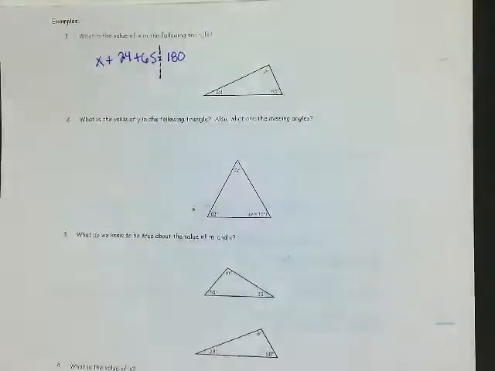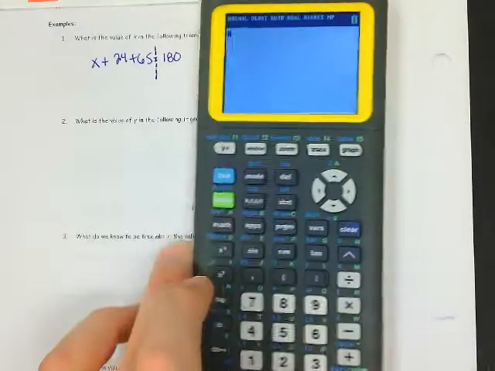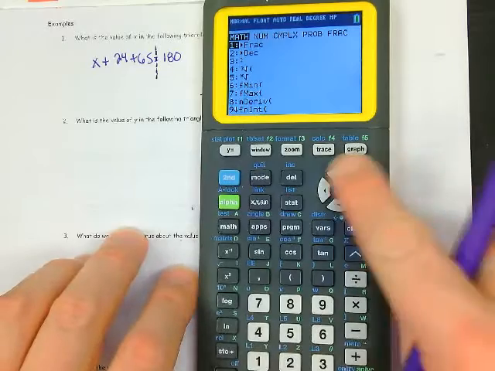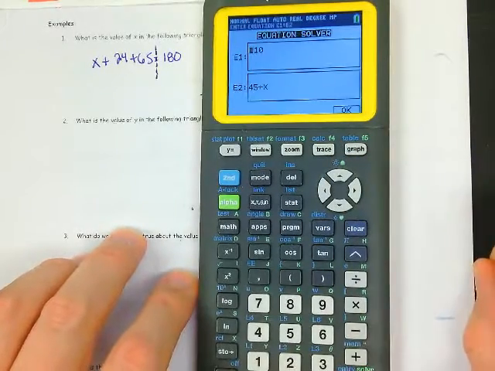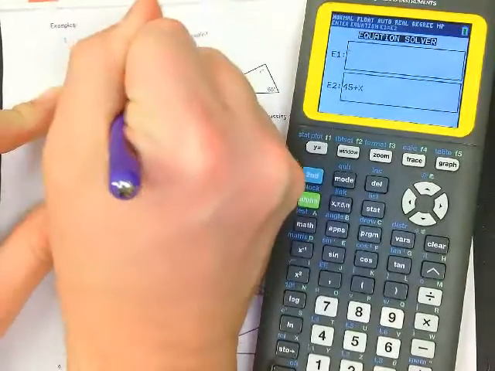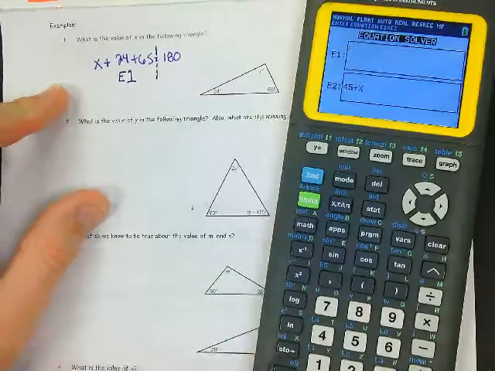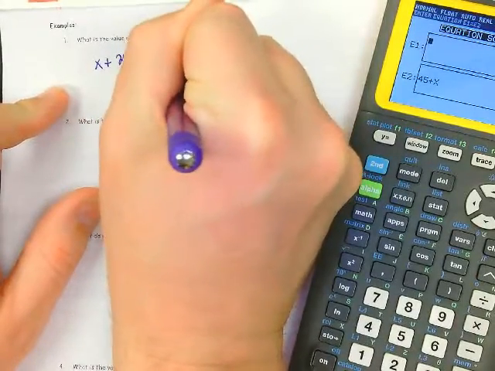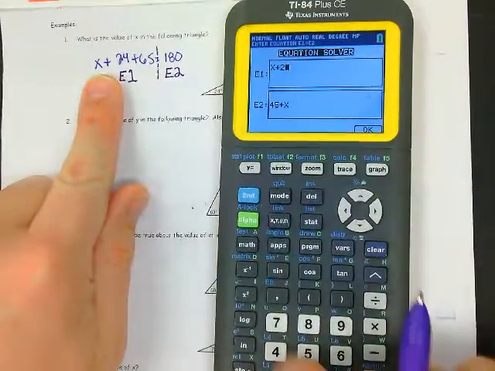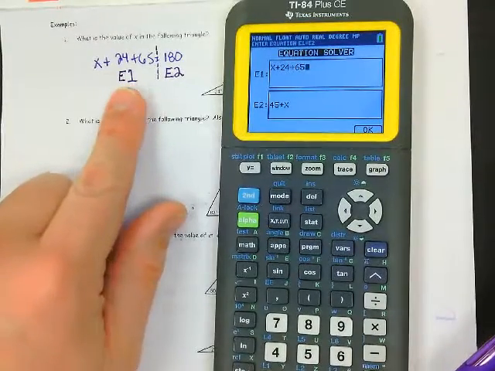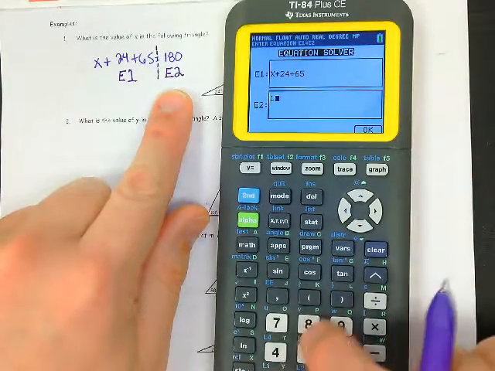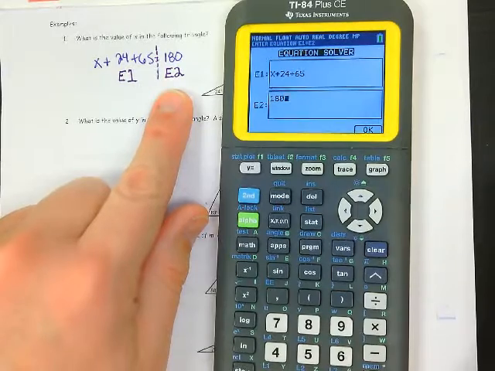So I'm going to put a little dotted line between my equal sign. And then I'm going to go to numeric solver. I'm going to go math. I'm going to arrow up to numeric solver, and here's what I'm going to put in. The left-hand side of my equal sign will be my E1. The right-hand side of my equal sign will be E2. Okay? So I'm going to put X plus 24 plus 65 on the left-hand side. Arrow down and clear that out, and put 180 in the E2 box.